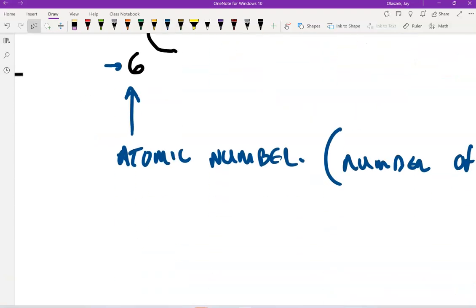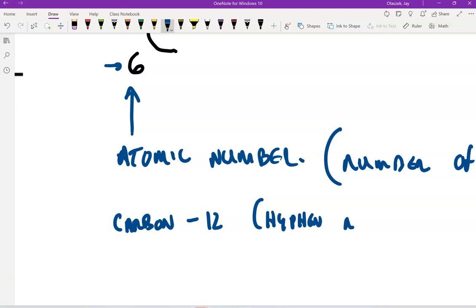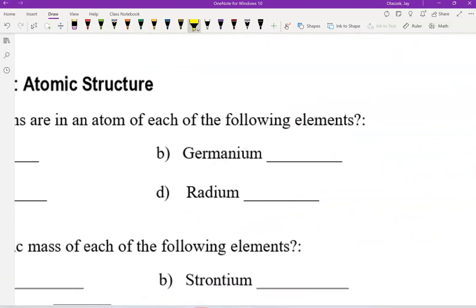Or if we wanted to, we could write it like this, where we could say carbon 12. This is called hyphen notation. What's going on here is we know that if an atom of carbon, it always has 6 protons, so it's kind of redundant to say the number of protons, because if it doesn't have 6 protons, it's not carbon. And then we'll indicate with a hyphen the atomic mass here. So when they say hyphen notation, that's what they mean. Okay? All right, let's do it.